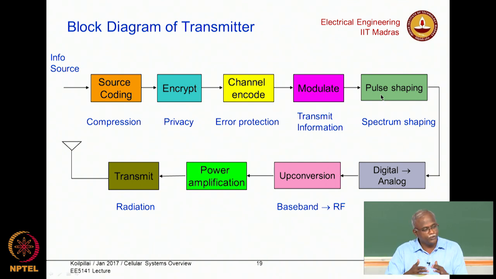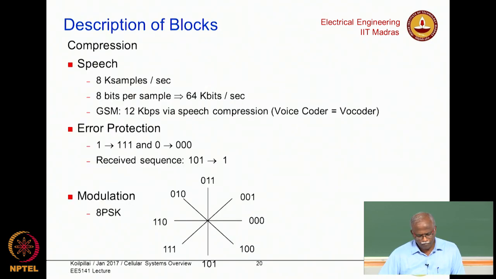Then after that you convert it into an analog waveform, then you convert it into RF, do the power amplification, and then you connect it to an antenna for radiation. So this would be the digital communications block diagram. So some representative numbers. If you are talking about speech sampled at 8 kilosamples per second, 8 bits per sample, you would have 64 kilobits per second. That would be the transmission rate or your information rate.